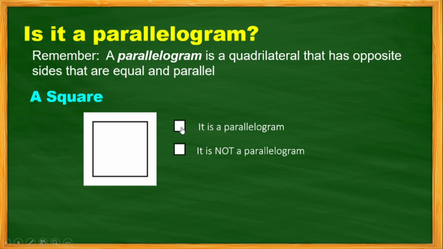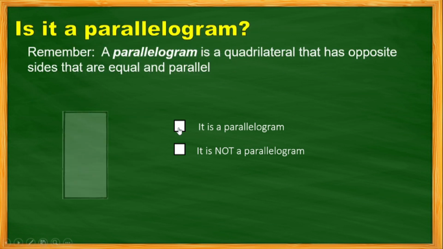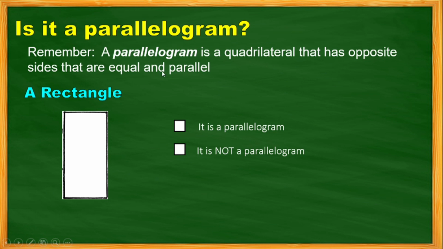So this would be a parallelogram. Next, this would be a rectangle. Opposite sides equal and parallel. So this would be a parallelogram.